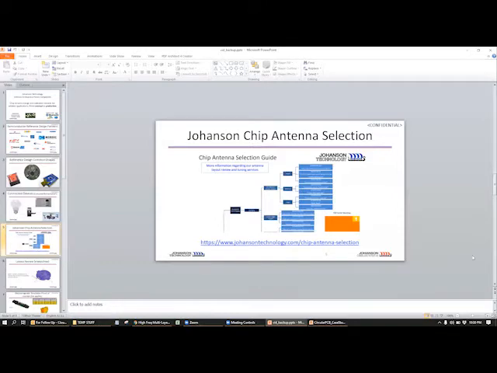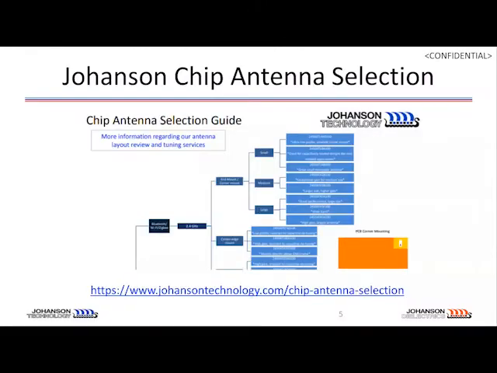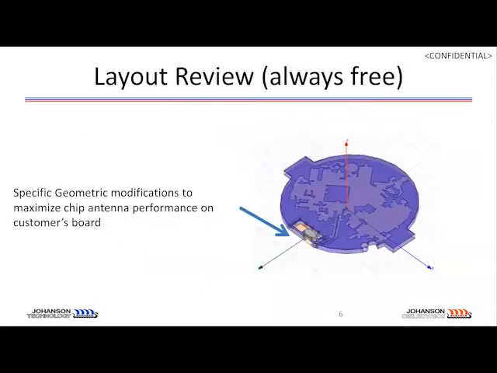Let's say the guide is not quite what you're looking for, or is not something you could follow because it's a more complicated end product. Let's say a Bluetooth wearable, for example, an activity tracker. You could send Johanson your layout files without any antenna mounted on it, just the bare initial layout file.